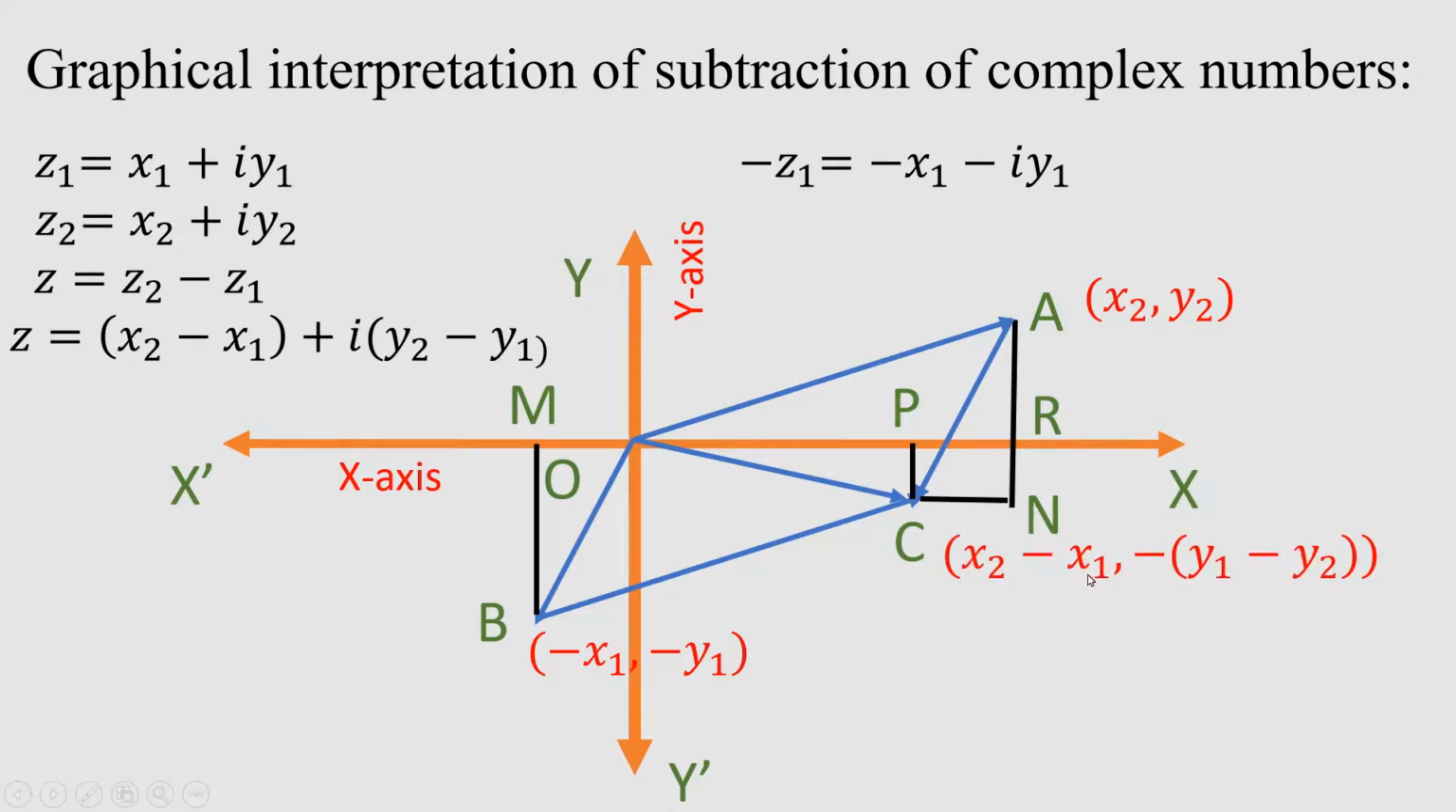So the abscissa of point C is x2 minus x1 and the ordinate is y1 minus y2, but point C is in the negative direction, so there is a minus. This is the graphical interpretation of subtraction of the complex numbers z1 and z2. Okay.